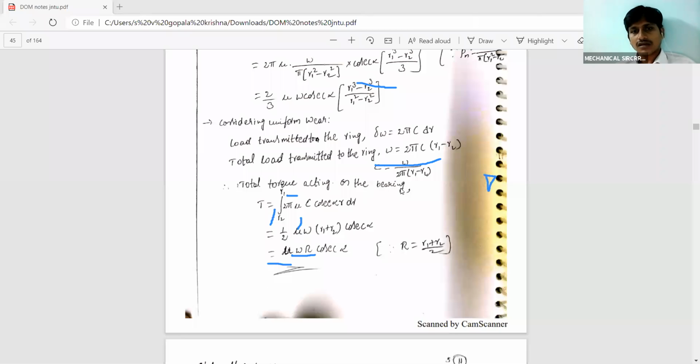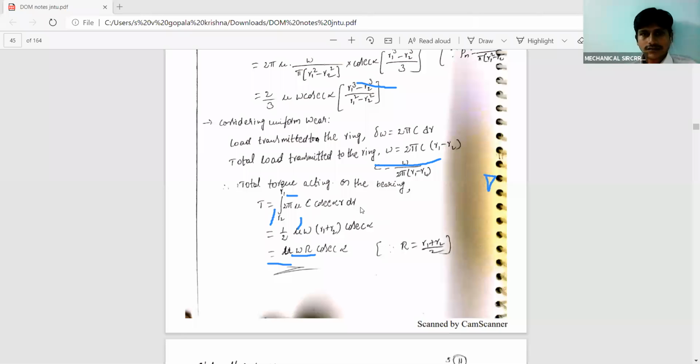Now the total torque acting on the bearing. T equals the integral from r1 to r2 of 2 pi mu c cosecant alpha r dr. This is the small amendment, that cosecant alpha is also applied here. The terms 2 pi mu c cosecant alpha are taken out, and only r dr is kept in the integral.